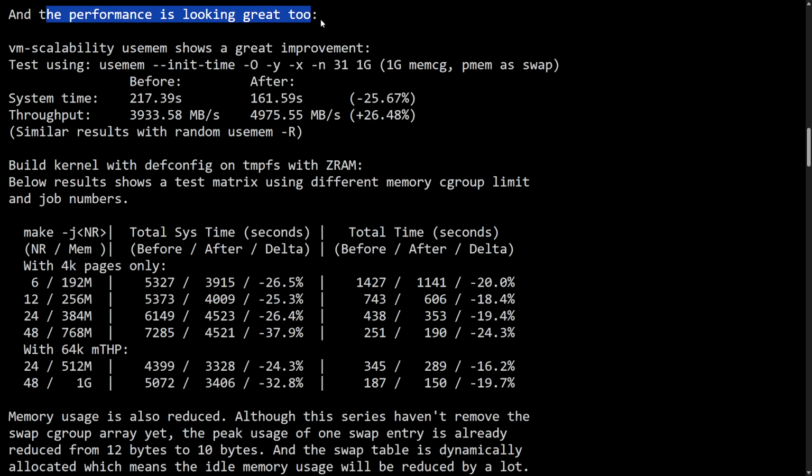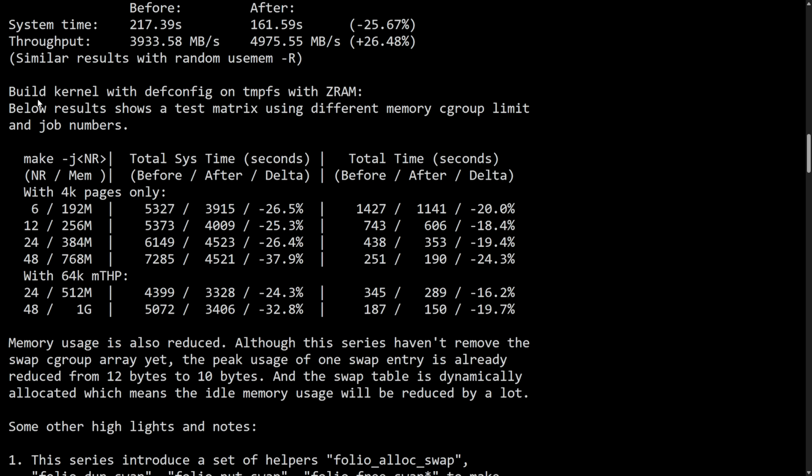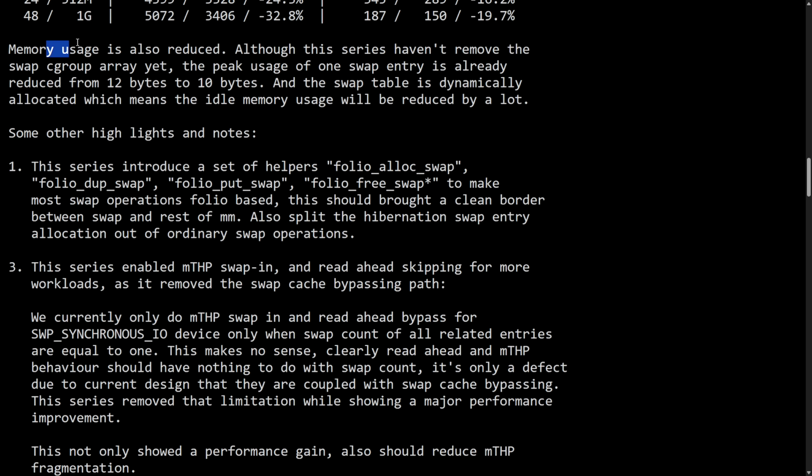As the claim is, the performance is looking great too. In this first test here, we have before and after system times and throughput. Running this test with the new swap table introduces a 25% or 26% improvement in system time to process the swap. That's pretty wild. And following that, building the kernel with defconfig on tmpfs with zram, there are also improvements anywhere from 37.9% with 4K pages only, down to a 32.8% improvement when it comes to total system time used with the 64K mTHP.